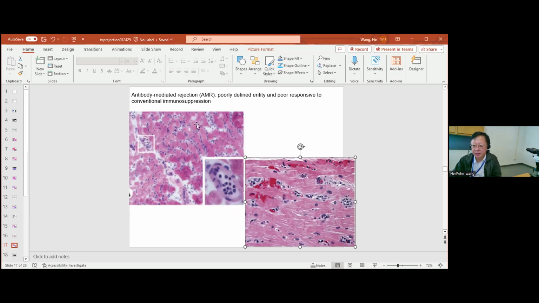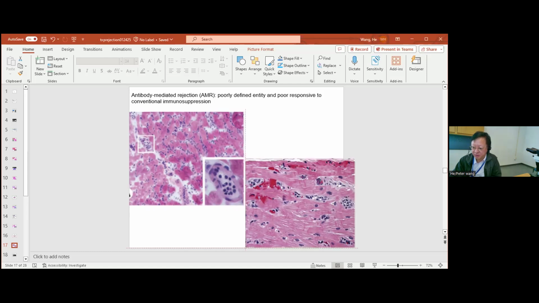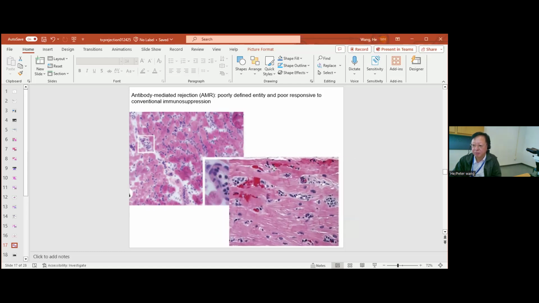And in the interstitium, you can see a very strong edema here, and you have lymphocyte infiltrate, but not that impressive. If this antibody-mediated rejection is stronger, you can see the capillaries or venules or arterioles broken. You can see hemorrhage here. So these are morphological features of antibody-mediated rejection.